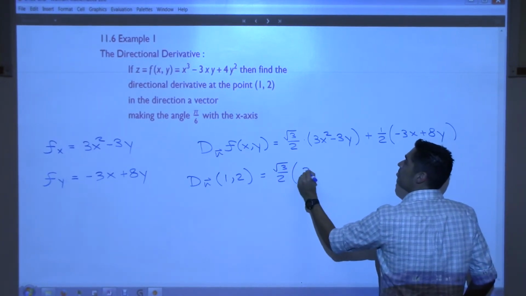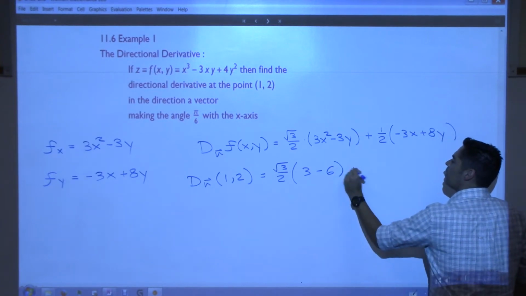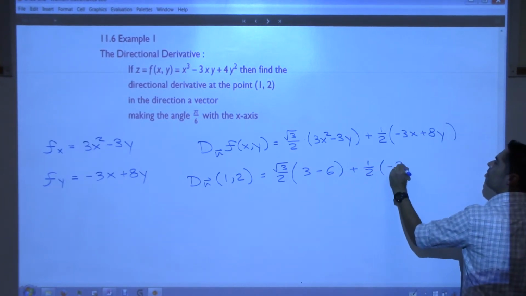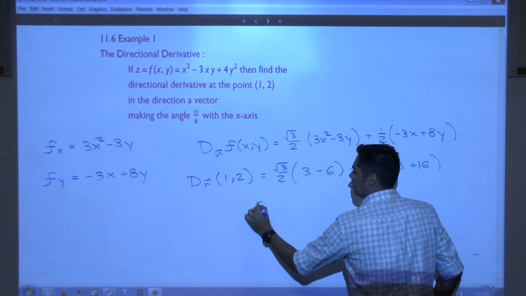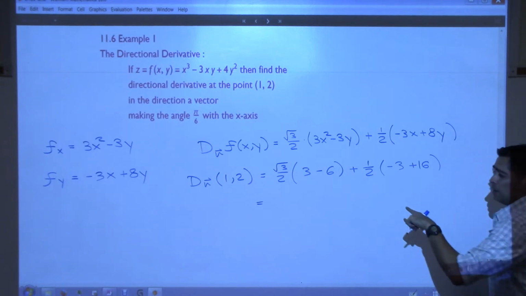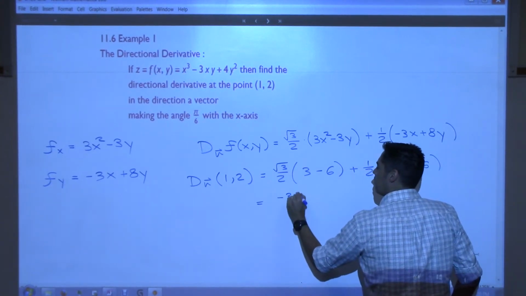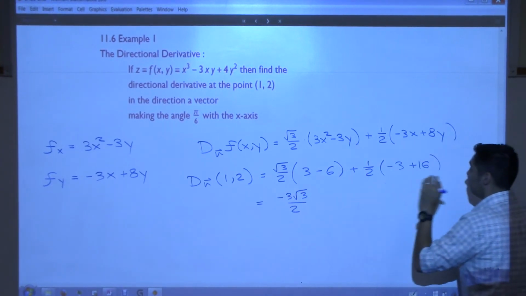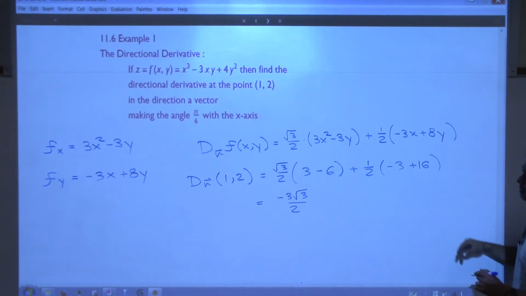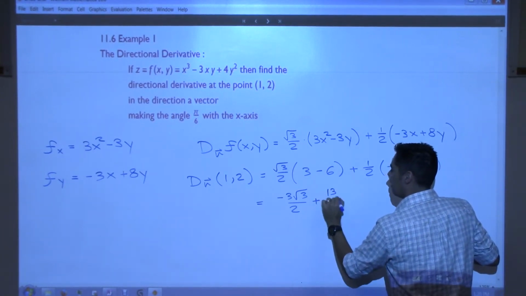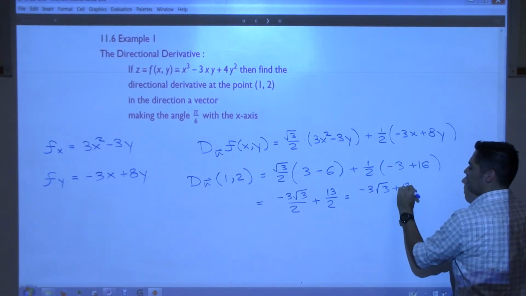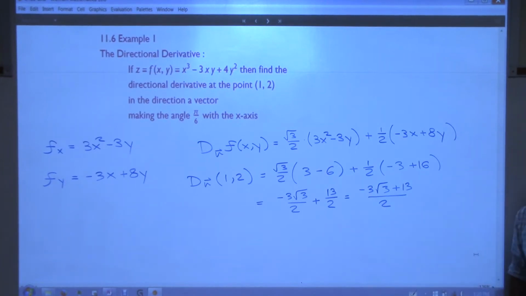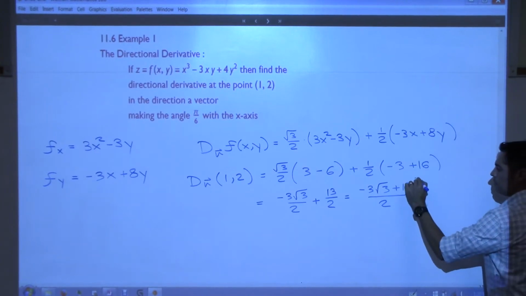So 3 minus 6, I believe, plus 1/2, negative 3 plus 16. Check my math. I'm working fast here. Negative 3 root 3 over 2, and then over here, 13 plus 13/2. So negative 3 root 3 plus 13 over 2. Anyone else get that? Yeah? That's it. That's a number, right?